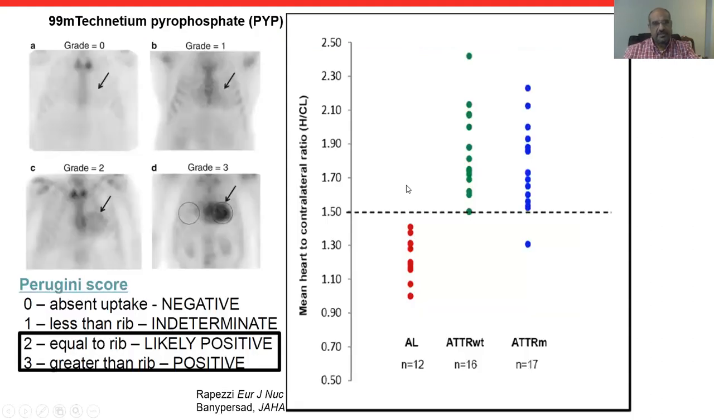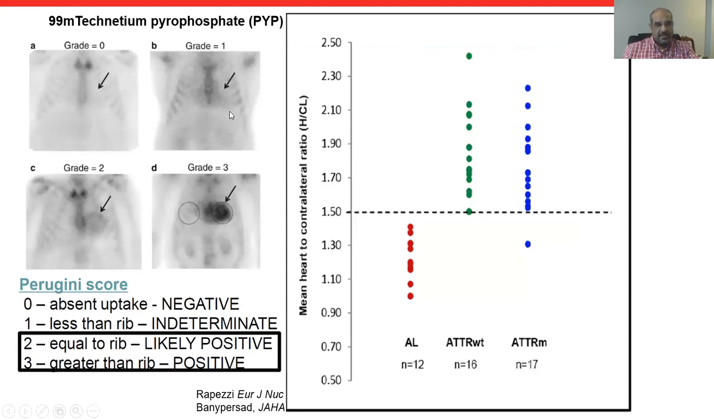The most important test in TTR amyloidosis is the technetium pyrophosphate PYP 99m. The idea of the test is that we are comparing the cardiac uptake, myocardial uptake of the technetium to the bone uptake. So when the bone uptake is more than the cardiac uptake, like this one, this is grade 0. So there is no suspicion about TTR amyloidosis.